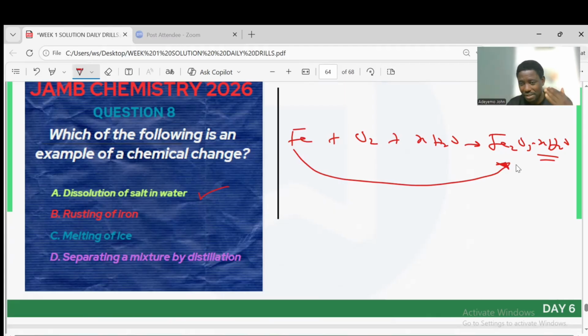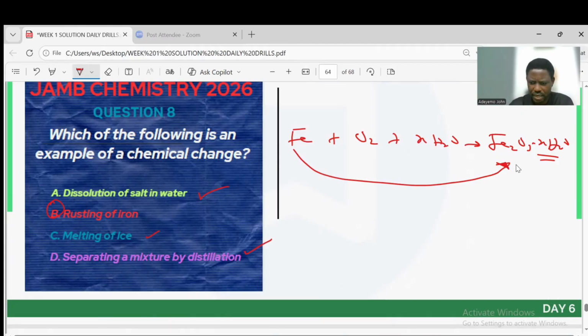You have actually destroyed it. You scrape off the iron(III) oxide that is rusted so you can see the new one. So it has eaten up the substance from iron to iron(III). So this is another compound form entirely. Melting of ice, you can freeze it back. Separation of a mixture by distillation. Of course, all these separation techniques are physical processes.